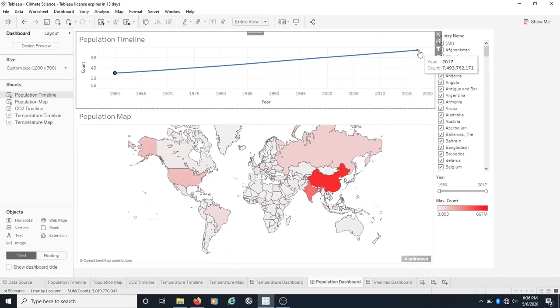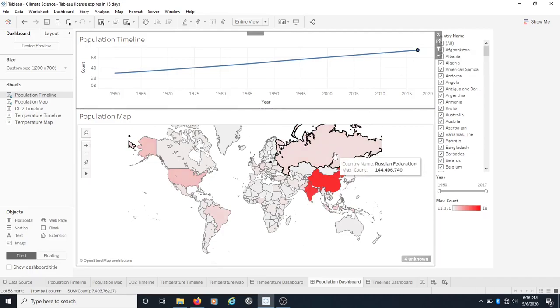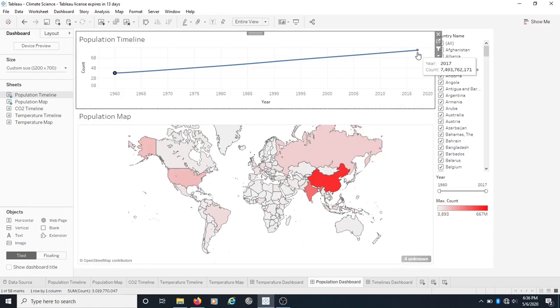Well, actually, I think I noticed a difference. So notice Russia looks a lot lighter. The reason for that must be that the Russian population did not grow nearly as fast as the rest of the world. That's what that means.